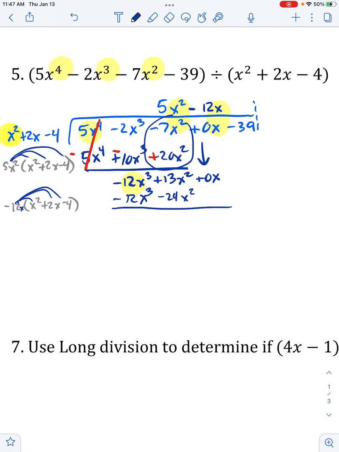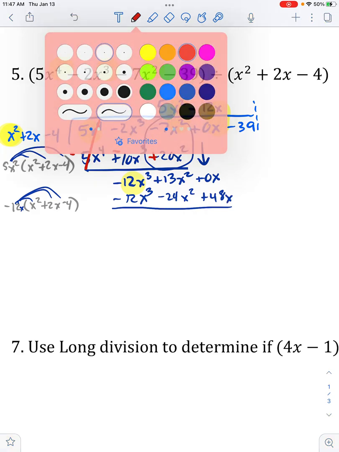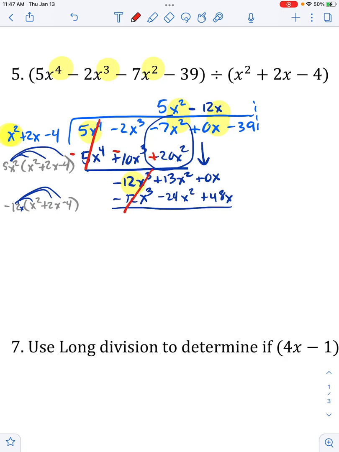And then here the negatives cancel, so I actually would get positive 48x. All right, so subtracting the second row, this cancels. I'm changing the signs because I'm minusing, and minus negative 24 would turn into positive. So I am getting a 30, this super seems familiar. We must have done this in class. And then I'm getting minus 48, and I have to bring down my negative 39.